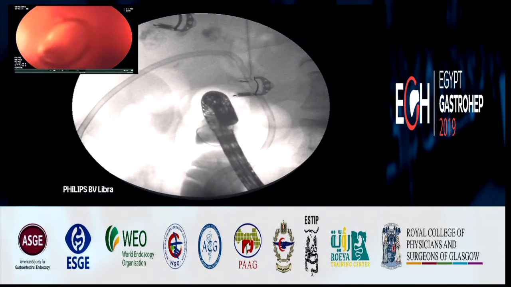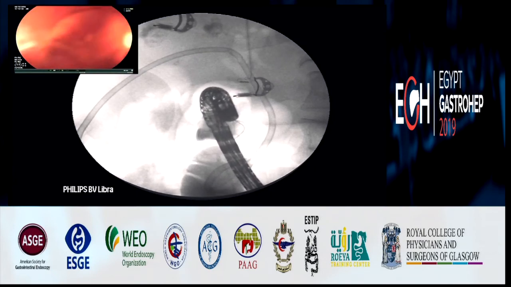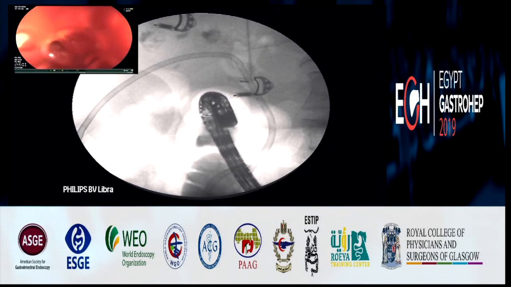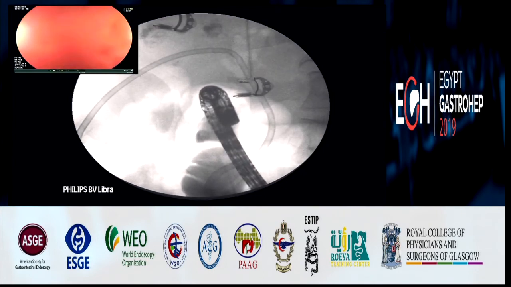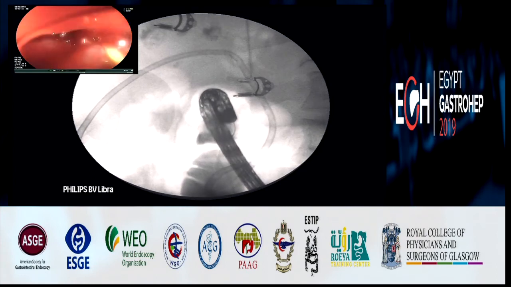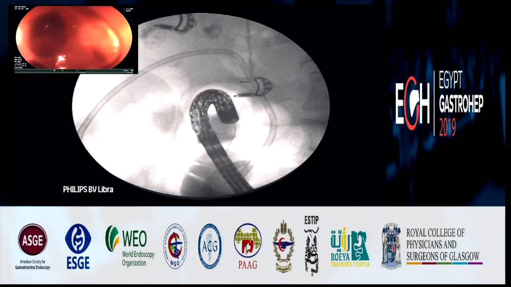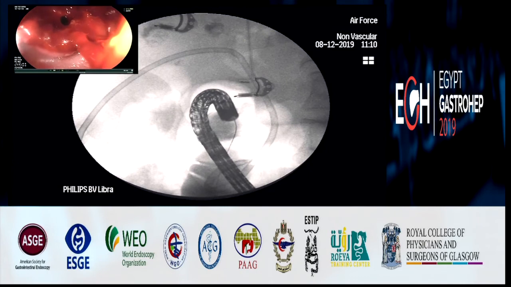Anyway, Dr. Mahmoud, it's a standard ERCP catheter that passes through the stricture. I'm afraid we lost the guide wire. So I'm advancing the stent.